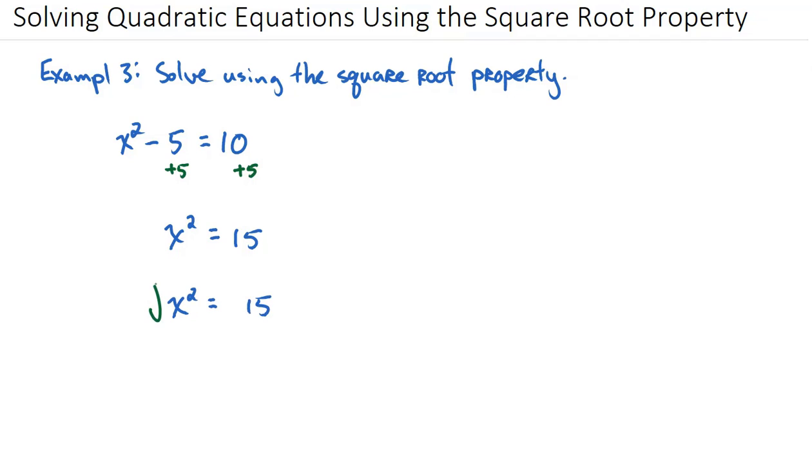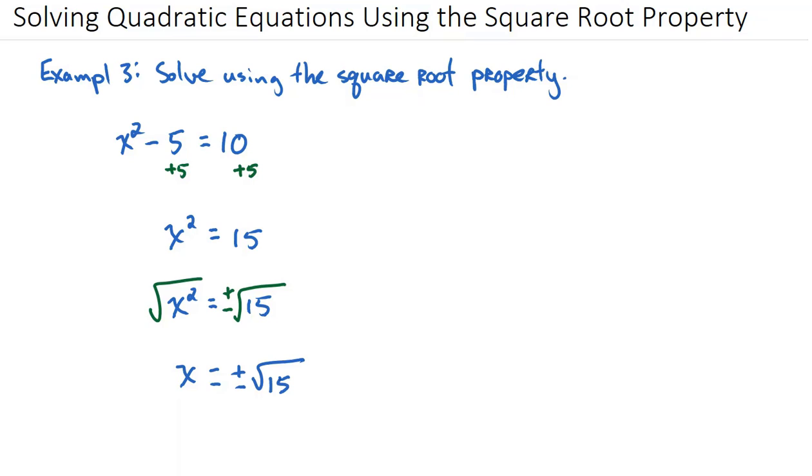I'm going to square root the left, and then I do plus or minus the square root on the right. Now on the left, that simplifies to an x. On the right, that doesn't simplify at all. So I'm just going to leave it as plus or minus the square root of 15. So there you have it.